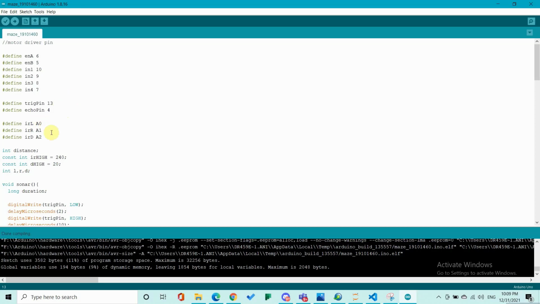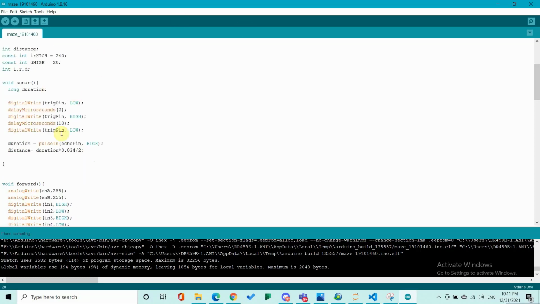After that we can see another 3 variables. IRL basically means the IR left sensor. It is connected to the Arduino analog 0, and A1 is connected to the IR right, and IRD or IR downward is connected to A2. Here we have taken some threshold values. For IR high we have set it to 240, and for the ultrasonic sensor we have set D high to 20. We have also taken some other variables, like the distance variable for the ultrasonic sensor, and 3 variables for the 3 IR sensors.